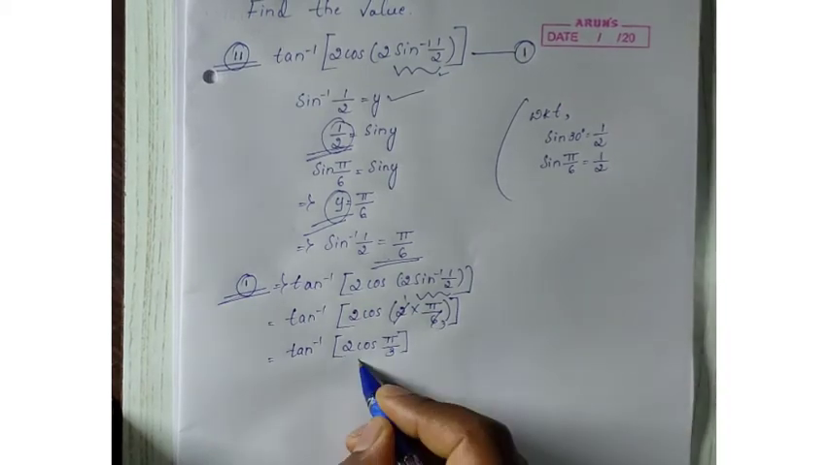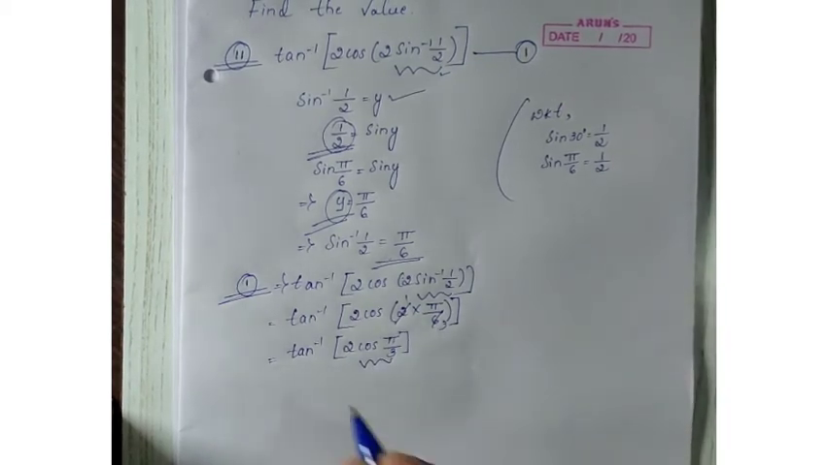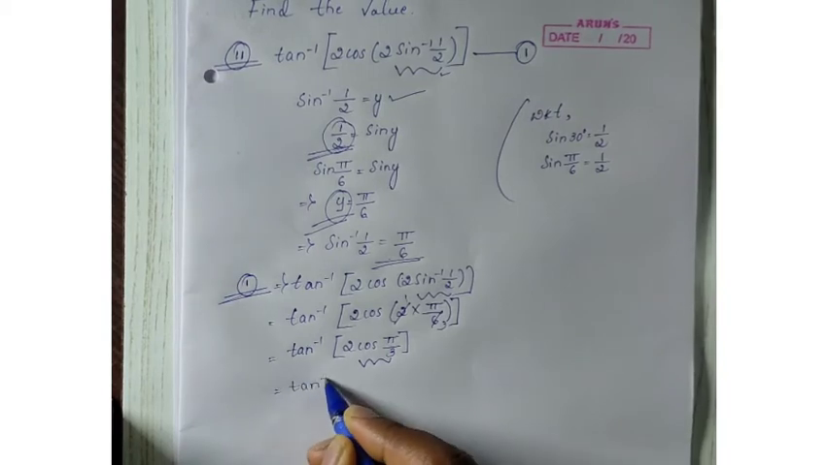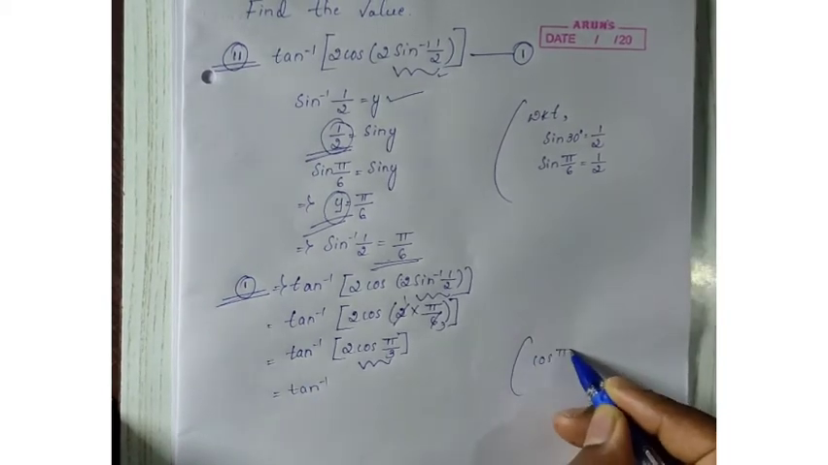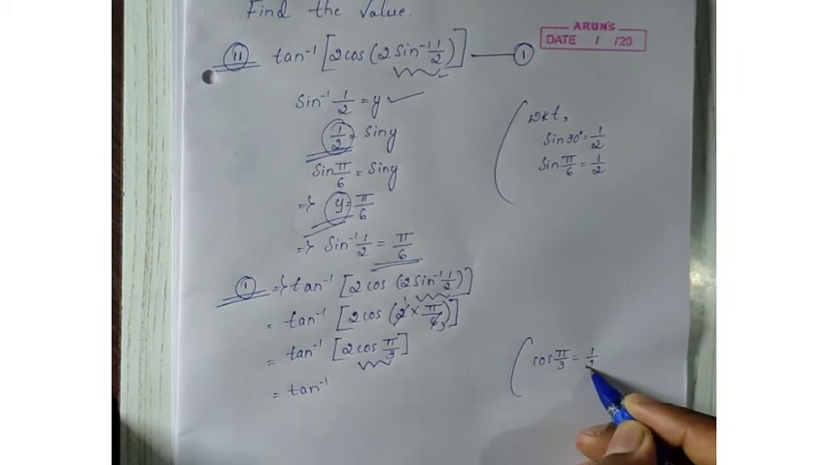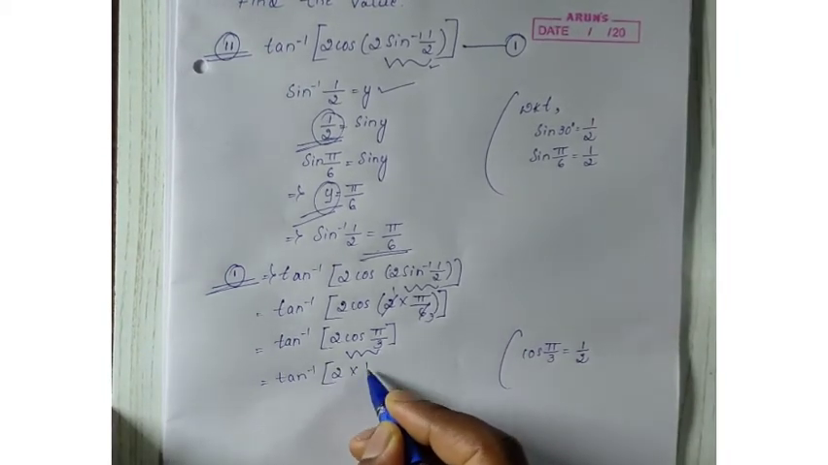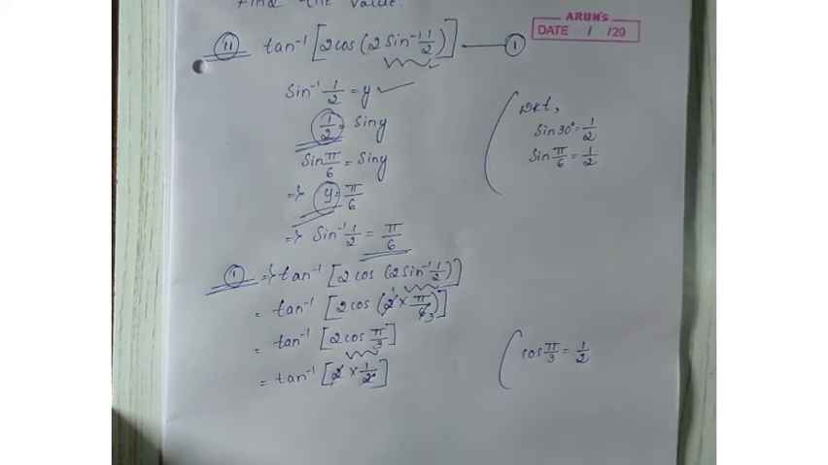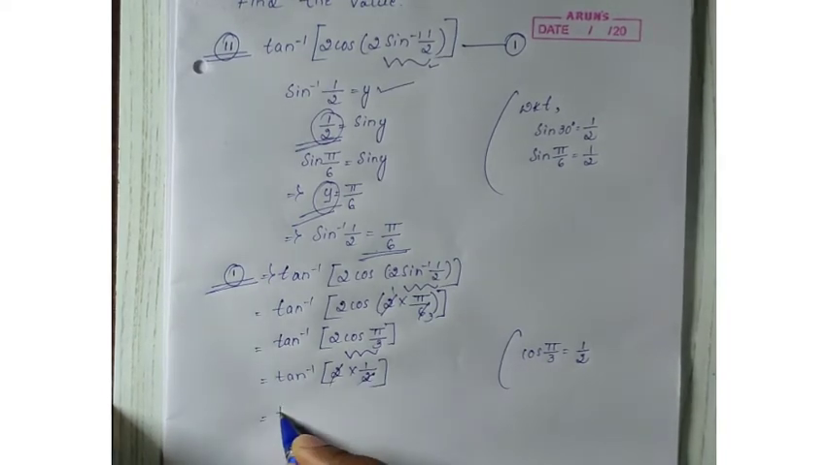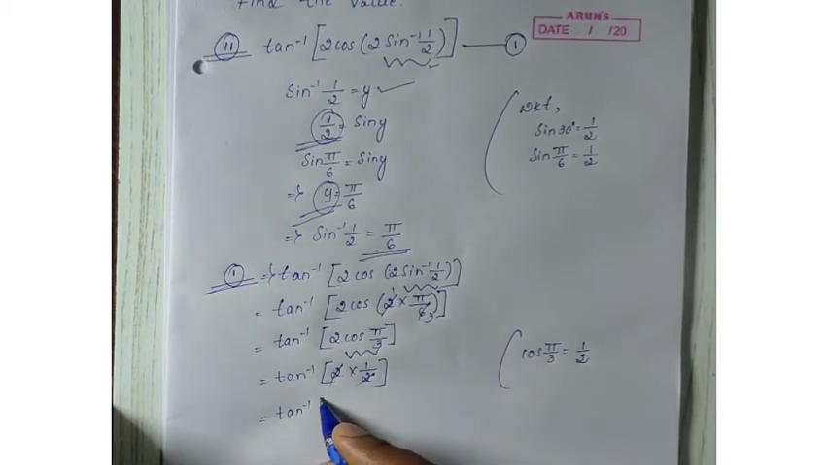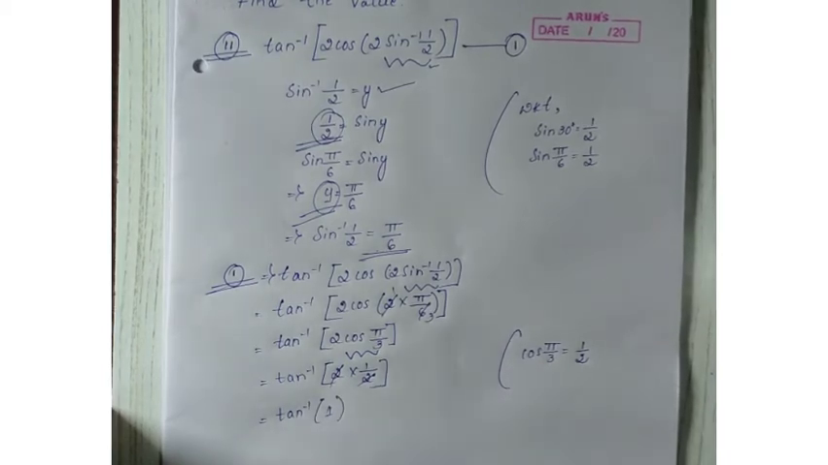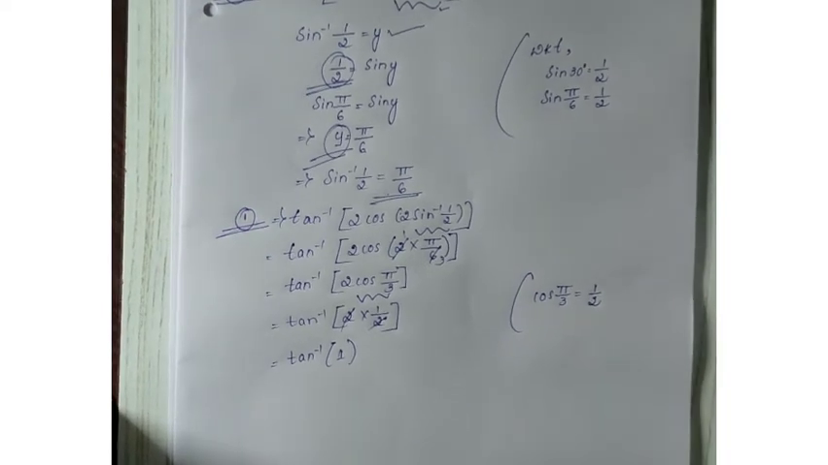Now what is cos pi by 3? Cos pi by 3 is 1 by 2, right? Therefore, 2 into 1 by 2. So, this and this get cancelled. And here, tan inverse of 1. Now, I want 1 in terms of tan. Why is it so? It is only because to get a certain answer, right?